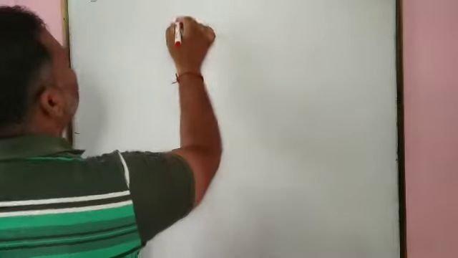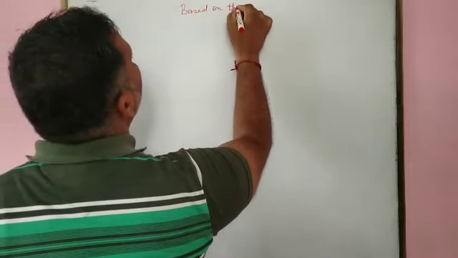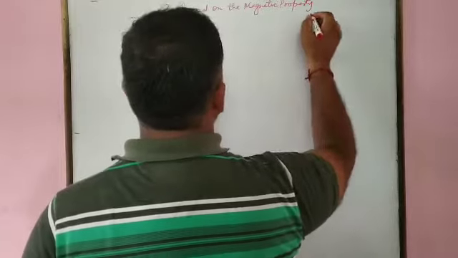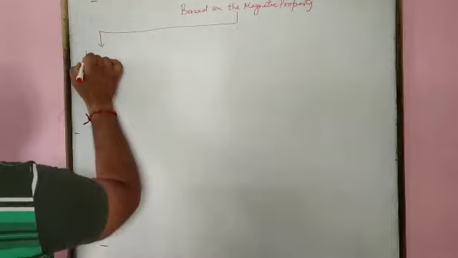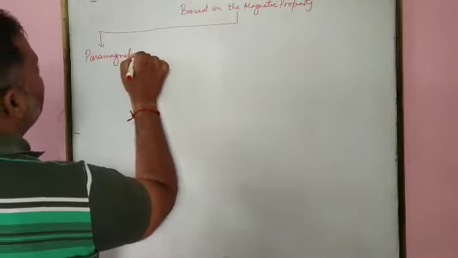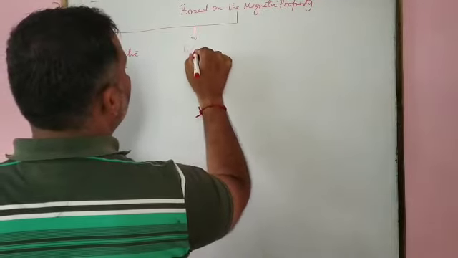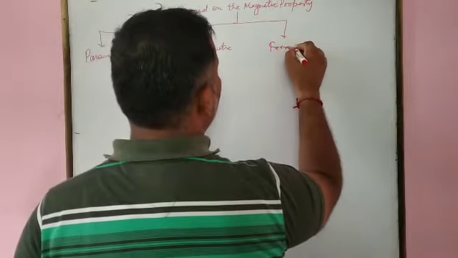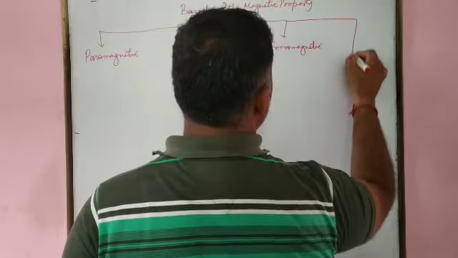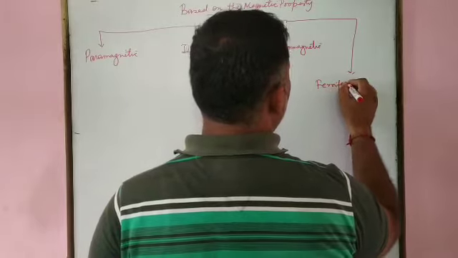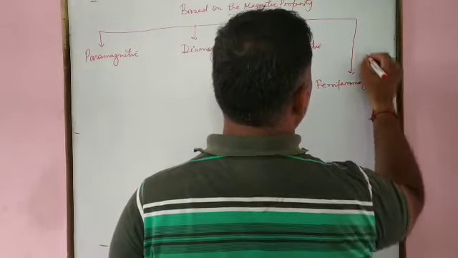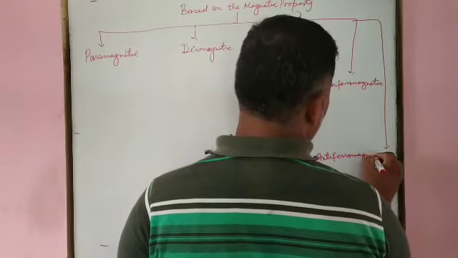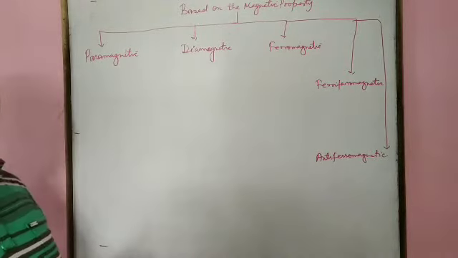Based on the magnetic property, they are classified as: the first one is paramagnetic, the next one is diamagnetic, the next one is ferromagnetic, the next one is ferrimagnetic, and the next one is antiferromagnetic. So first we will discuss what are paramagnetic substances.